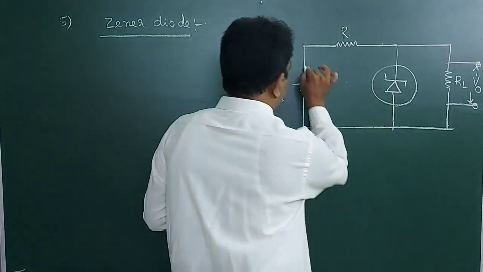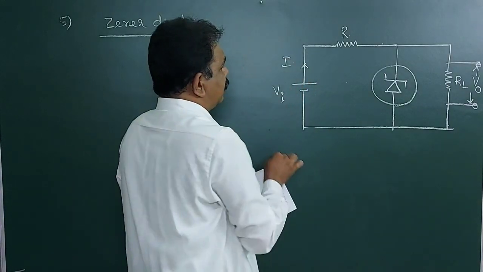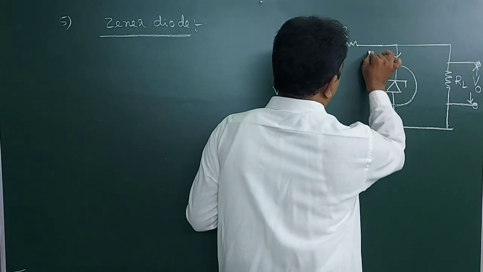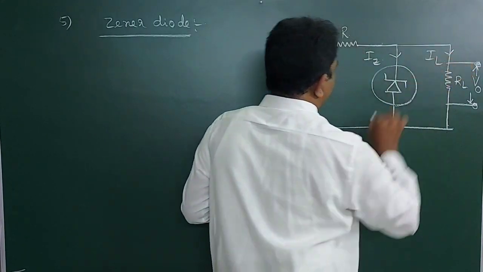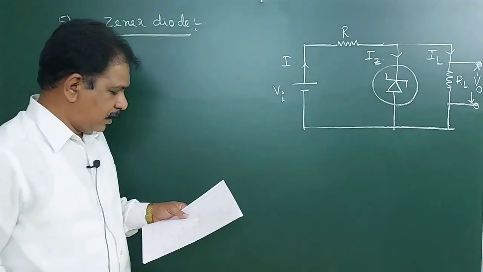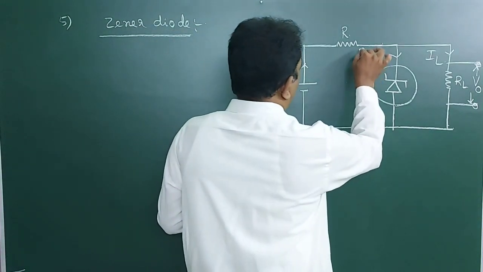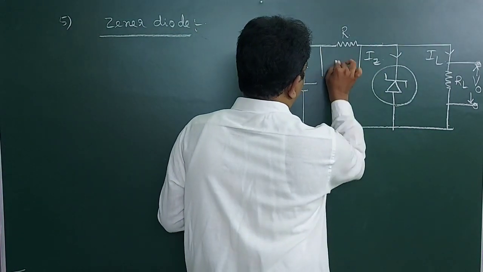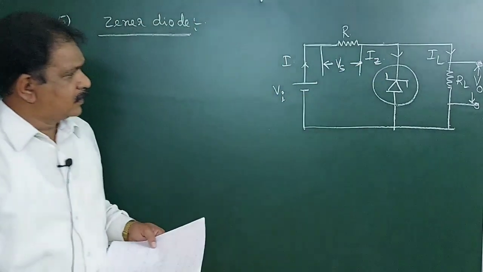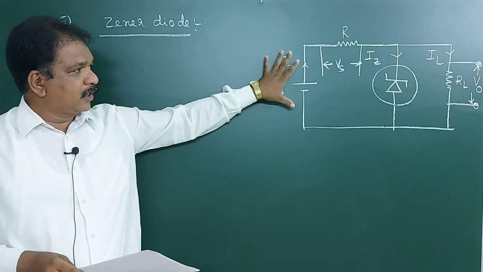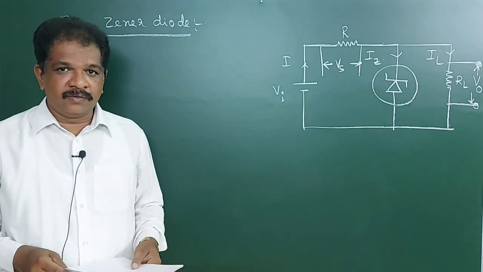Here the current I will start. That current will be divided into two parts. This will be the Zener current, and this will be the load current. I am assuming the voltage drop across the series resistance is Vs. This is the circuit symbol for the Zener diode.